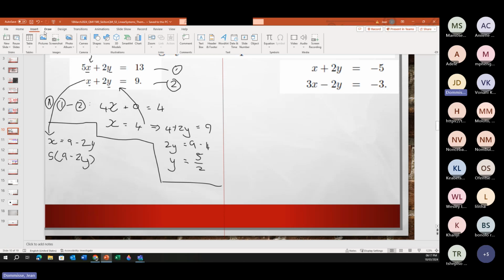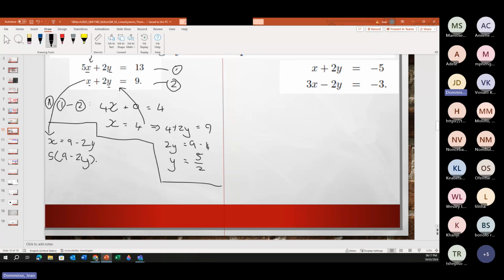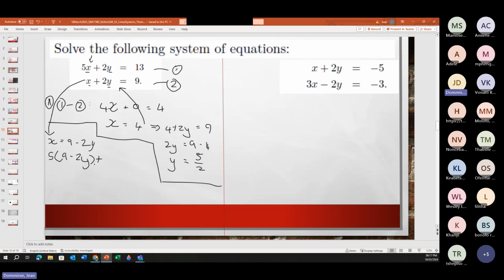And so easy to make that mistake. I totally forgot that. So I replaced the x, but I never added the 2y. Thank you very much for that.